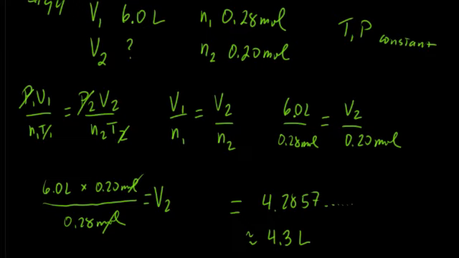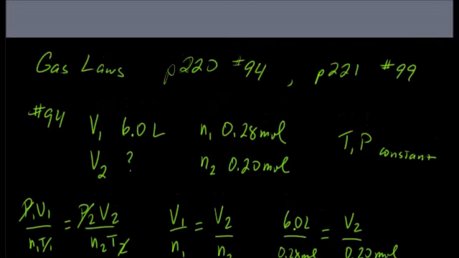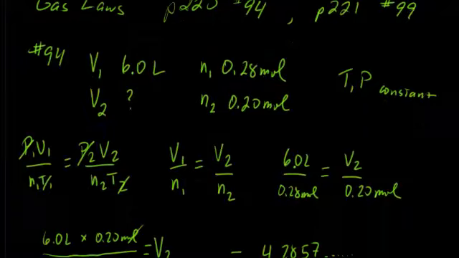All right, let's take a look here. We also wanted to look at page 221, number 99. Let me scroll down here. Number 99, and this one's going to use the ideal gas law. It reads: a sample of oxygen that contains 7.00 times 10 to the minus 3 moles has a pressure of 712 millimeters of mercury and a volume of 205 milliliters. What's the temperature of the sample?